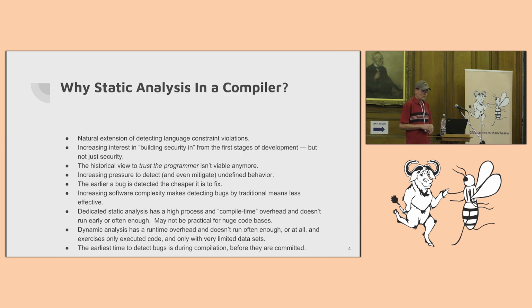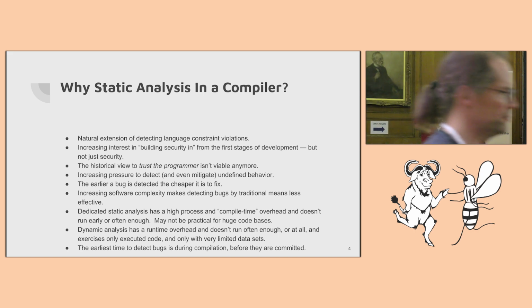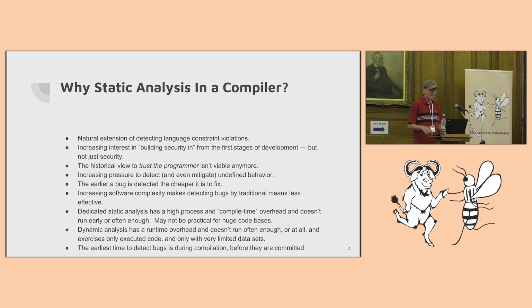So why would one want to do static analysis in a compiler? Why not focus on existing static analysis tools or developing a new static analysis tool? Well, the compiler has a lot of infrastructure already and is required to provide infrastructure to detect constraint violations. It's required to do that by the standard, to issue error messages for constraint violations.